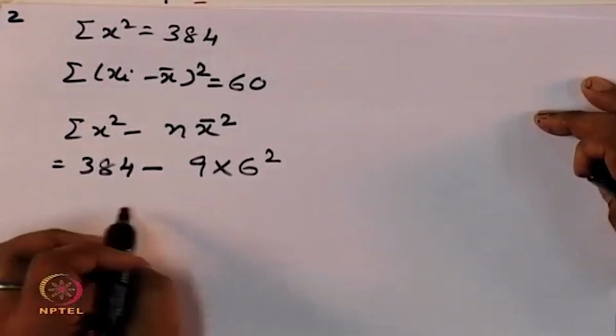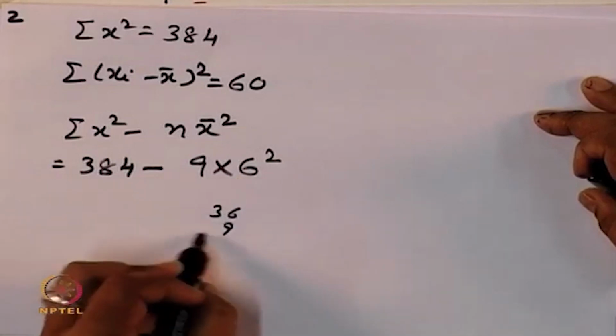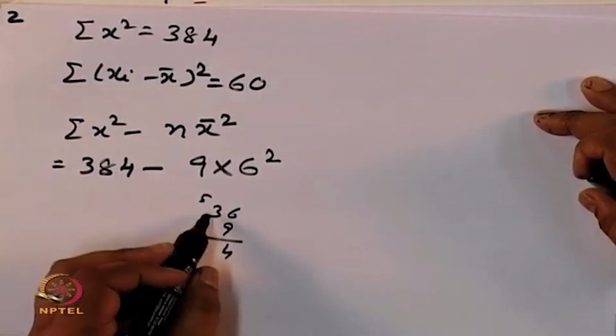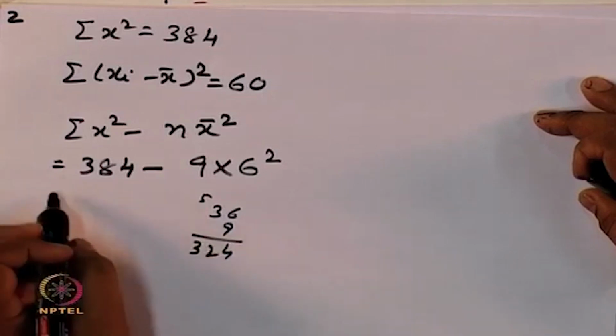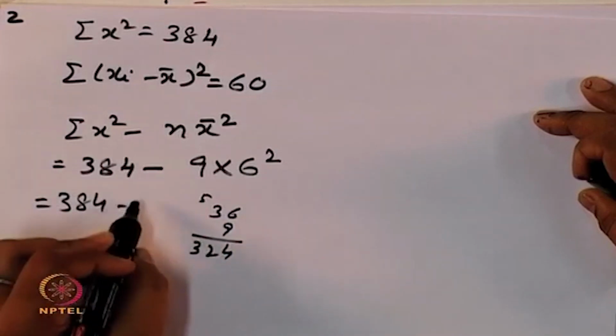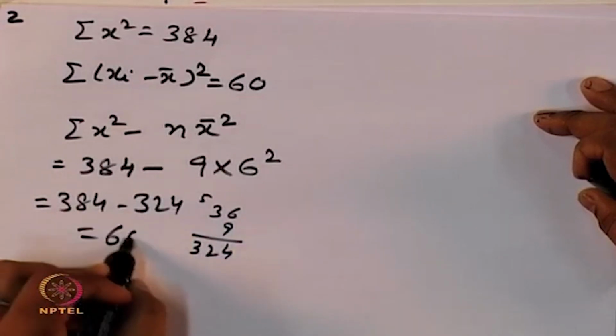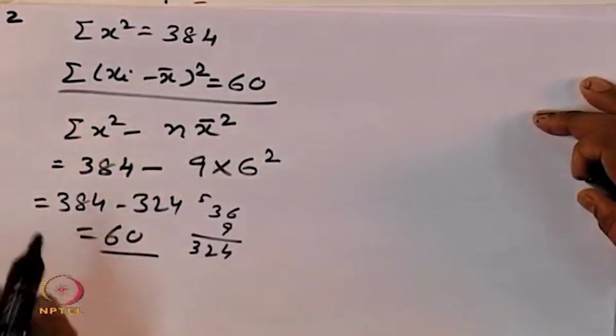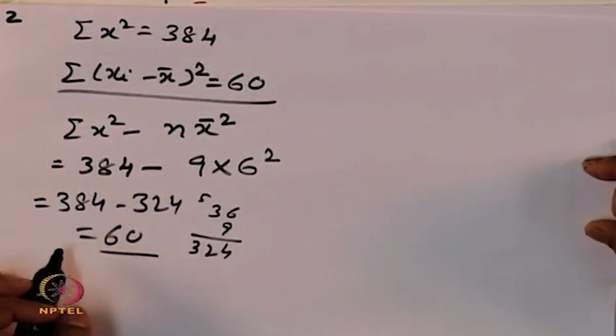So, 36 into 9. 36 into 9 is 9, 6 are 54, 324. So, 384 minus 324 is equal to 60. So, just this and this are the same. We have confirmed these two values are the same.